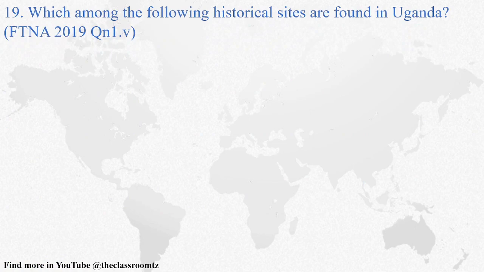Question number 19. Which among the following historical sites are found in Uganda? Remember that is 2019, not the same year. The answer was Sango Bay and Bigo. Bigo and the others are famous historical sites found in Uganda.